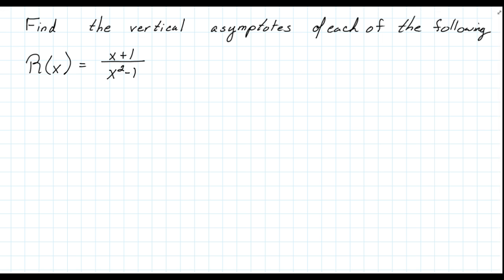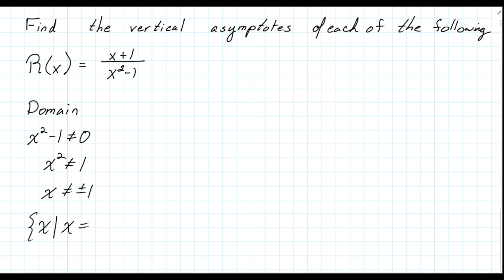So this last example is just to show why it's so important for a rational function to be reduced. So r of x equals x plus 1 over x squared minus 1. Let's start by finding the domain. So we need x squared minus 1 to not equal 0, so that x squared should not equal 1, so that x can't be plus or minus 1, right? So that's just the set of all x such that x is not equal to plus or minus 1. That's our domain.